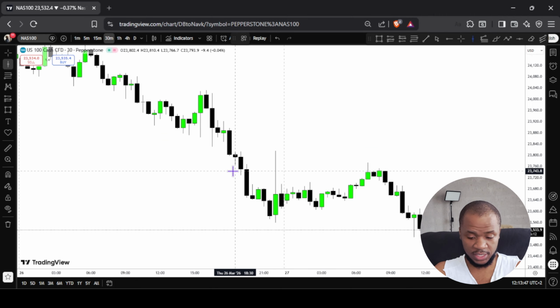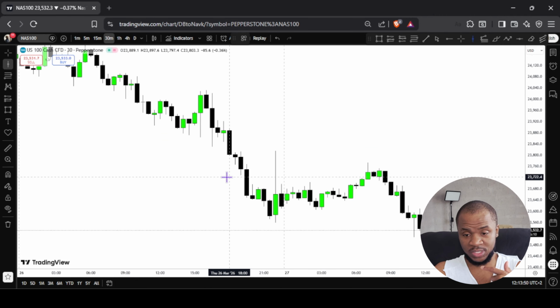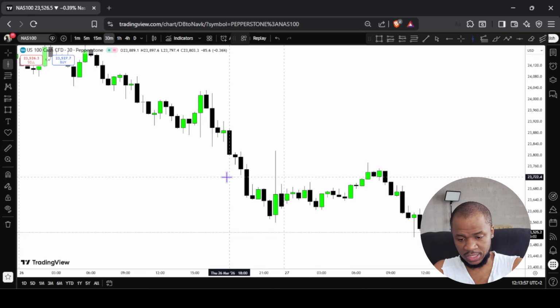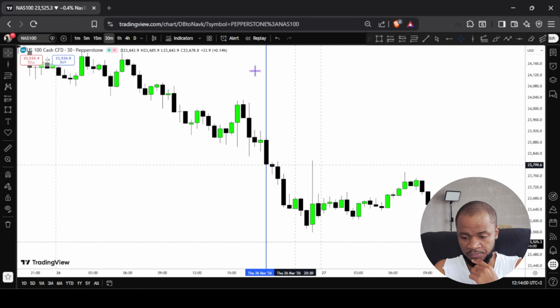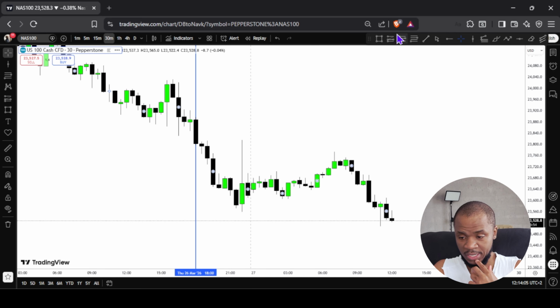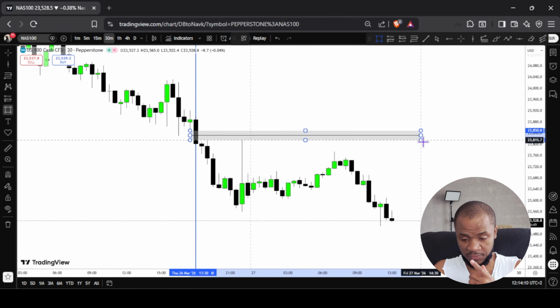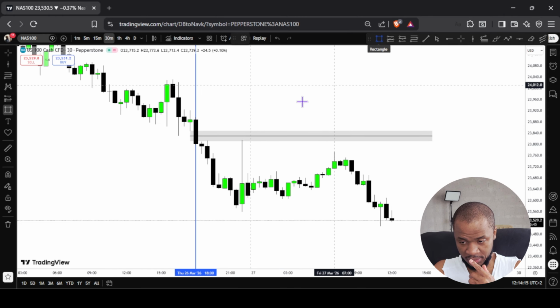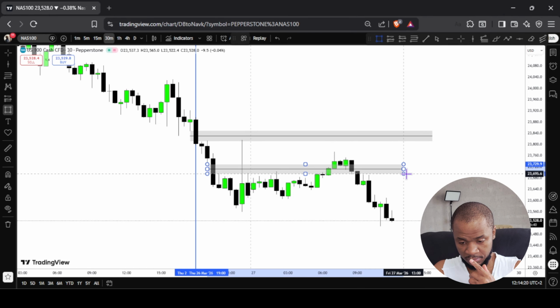So here, remember I said we look at 6 p.m. in South African time, or 12 p.m. in New York time, right? So I'm going to mark 6 p.m. here, and then I'm going to mark fair value gaps that happened in a 30-minute time frame, not in any other time frame. Gonna mark up these fair value gaps over here.